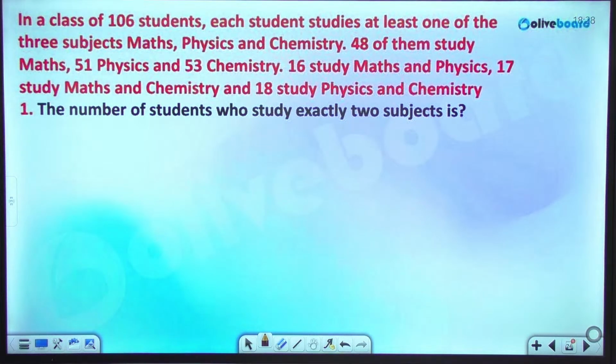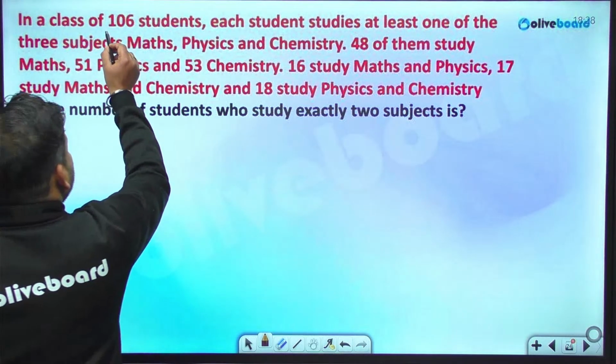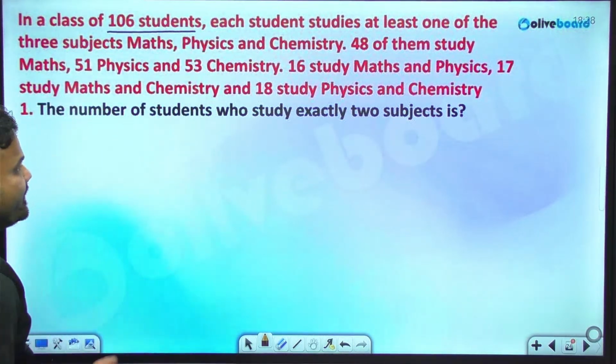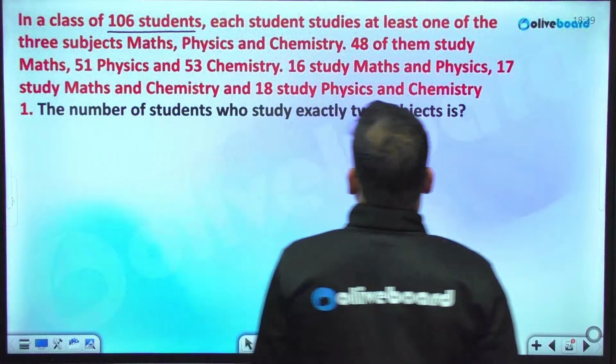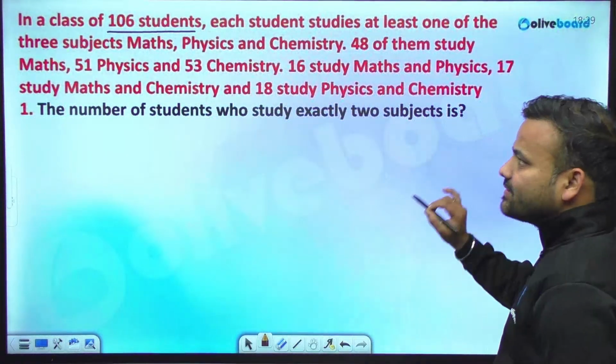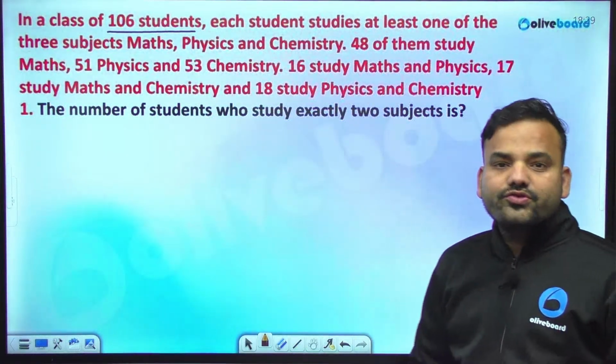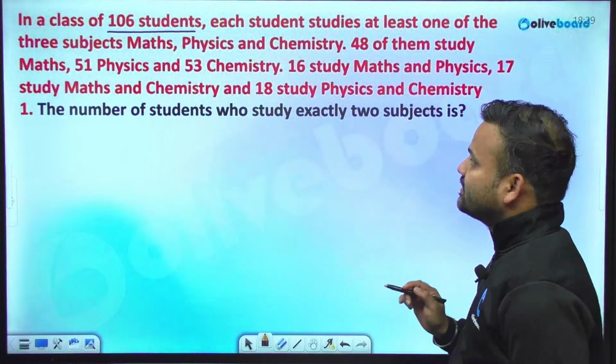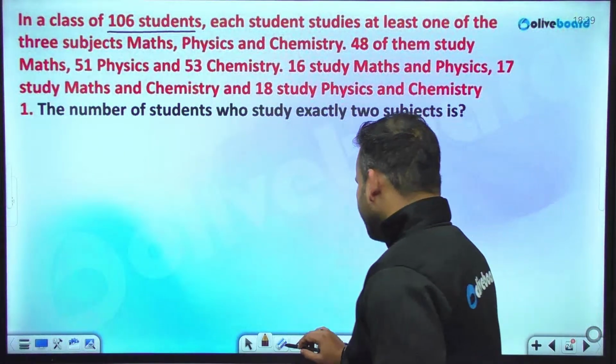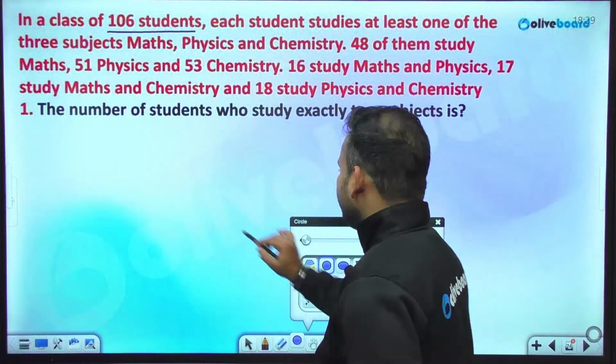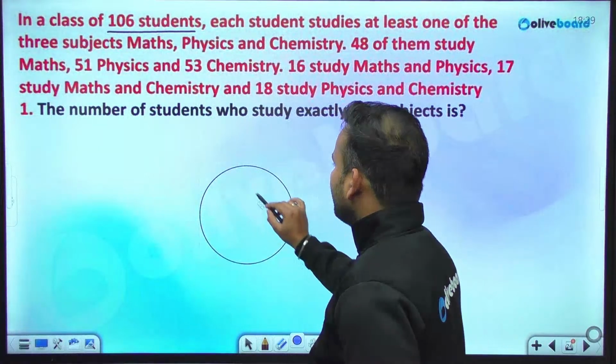Okay, so let's solve this. In a class of 106 students, that means the entire number of students is 106. Each student studies at least one of the 3 subjects. That means there is no student who is not studying any of the subjects. So we can do it via the Venn diagram method or via the set method.